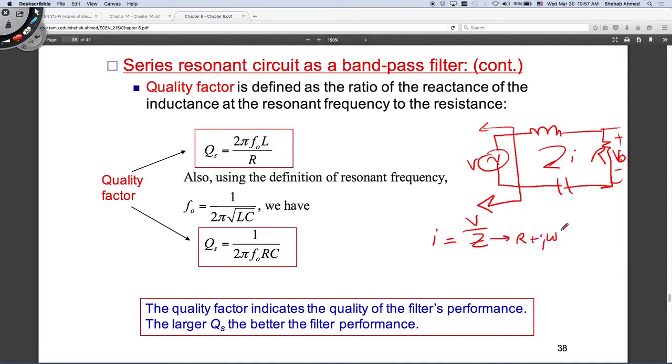R plus j omega L minus j over omega C, which is minus 1 over omega C times j. What happens at resonance? If I want to maximize my output, we said that j omega L and minus 1 over j omega C, this difference is 0, right? So we're left with the resistance only, so the impedance to the voltage, which pushes current to the circuit, decreases at that specific frequency only.